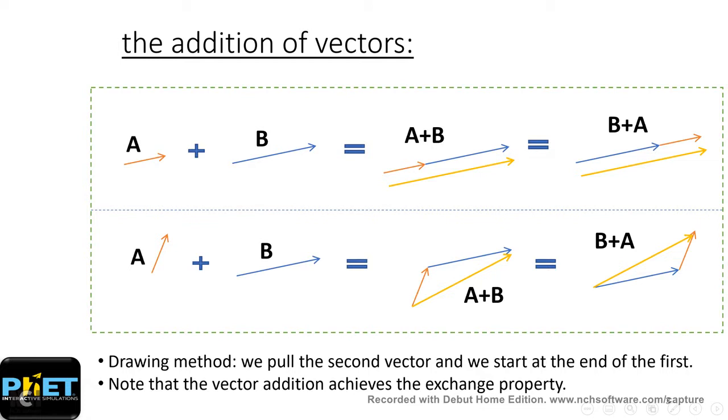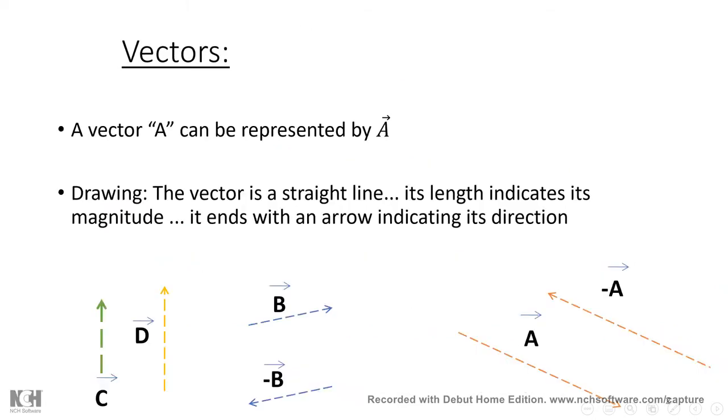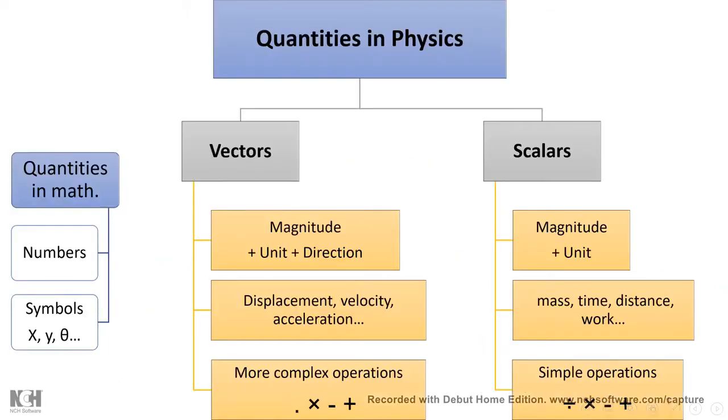This is the drawing method for addition of vectors. We pull the second vector and start at the end of the first one, which is tail to head. In this way, look, in vectors, the addition process is not simple.